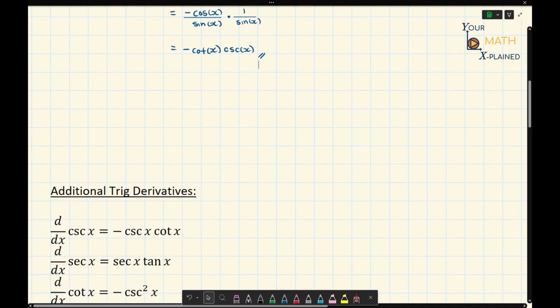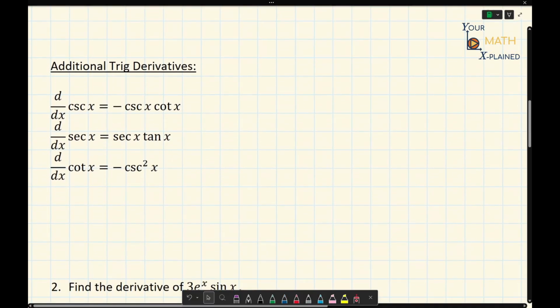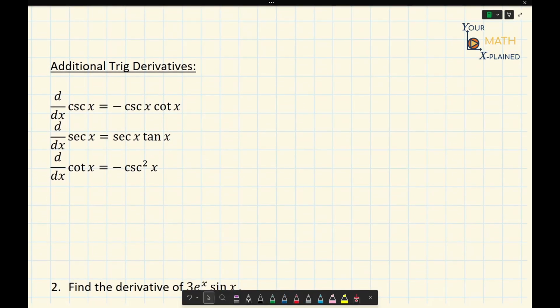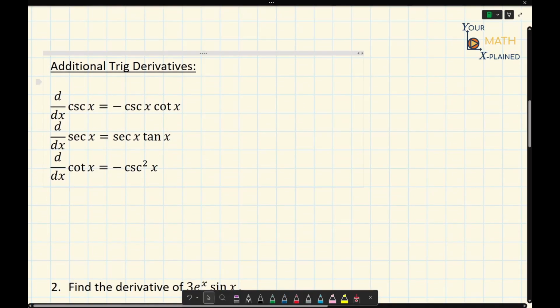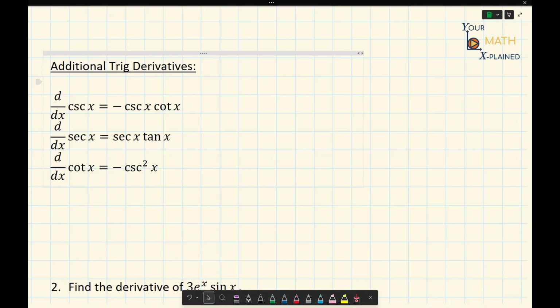Now similarly, we can generate the derivatives of the other two trig functions. So the derivative of secant x is secant x times tan x, and the derivative of cotangent x is negative cosecant squared x. And if you're so inclined, feel free to verify those yourself. So now we have the 6 essential trig derivatives that we'll be referring to for the remainder of this playlist.